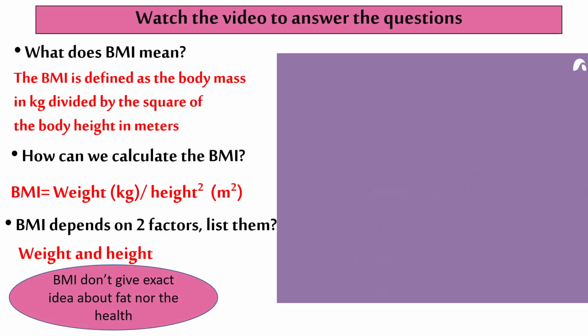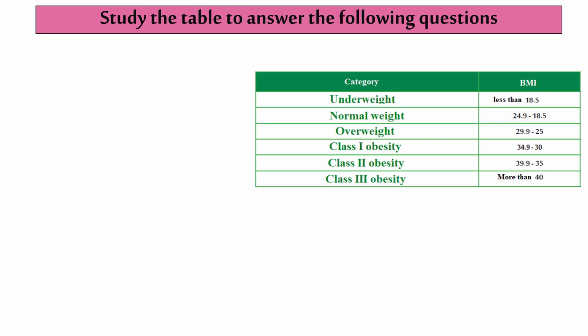BMI doesn't give an exact idea about fat nor health, since it doesn't reflect the location or the amount of fat in the body. It just provides an easy way to measure obesity. Study the table to answer the following questions. So the following table shows the standard weight categories associated with BMI ranges for adults.